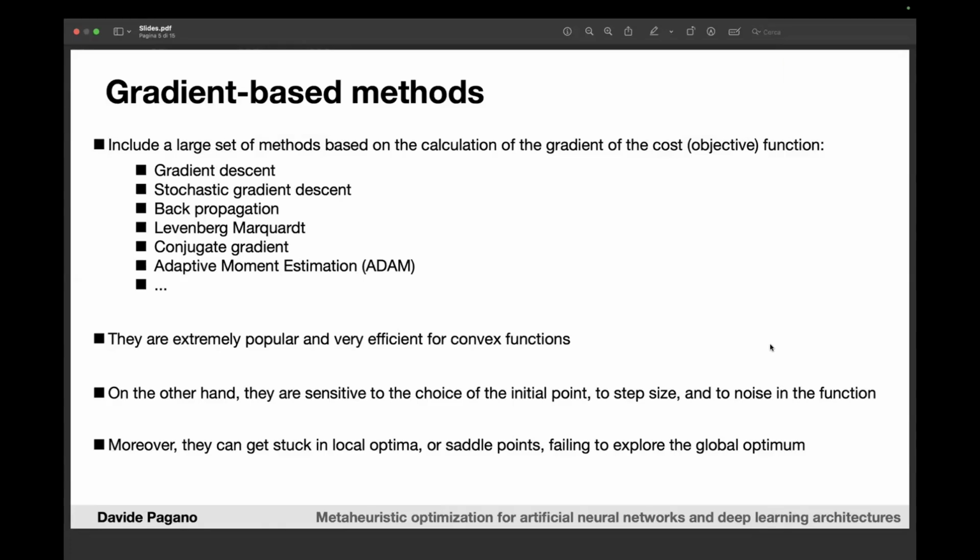For example, they are very, very efficient for convex functions. But on the other hand, they are sensitive to the choice of the initial point, the point where you start. They are sensitive to the step size. They are sensitive also to noise in the objective function. Moreover, they tend to get stuck in local minima. And that's why, over the years, variants with a stochastic component, like stochastic gradient descent, were proposed to mitigate this effect.